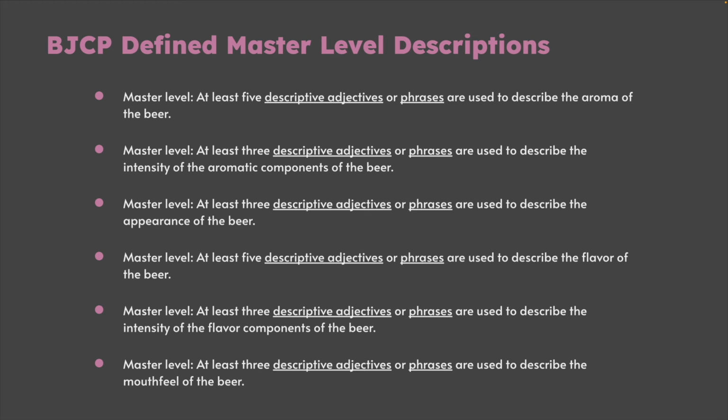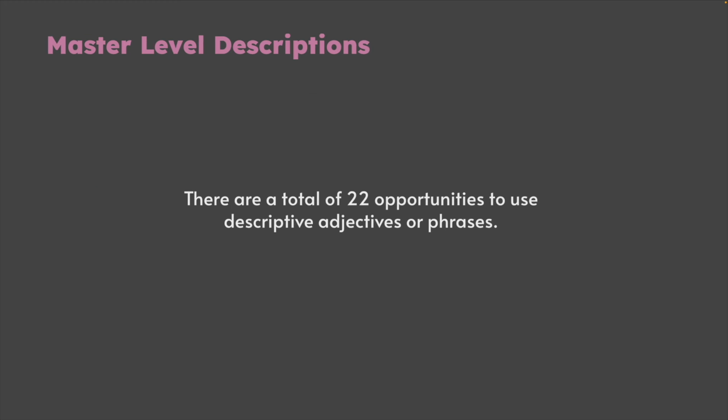But until then, I am going to end with one important thing here. There are a total of 22 opportunities to use descriptive adjectives or phrases. If you try to hit all those 22 bullseyes, you may hit some, you may miss some, but the fact that you're aiming for it is going to get you a lot closer than just blindly going into this without any kind of plan. So keep all this in mind.